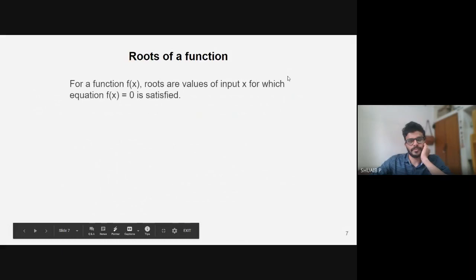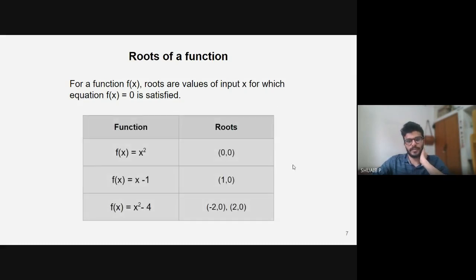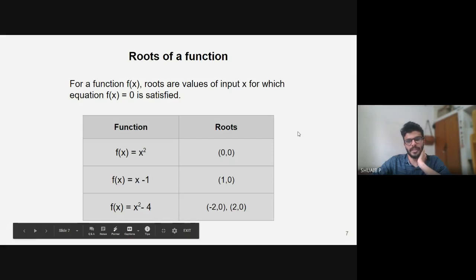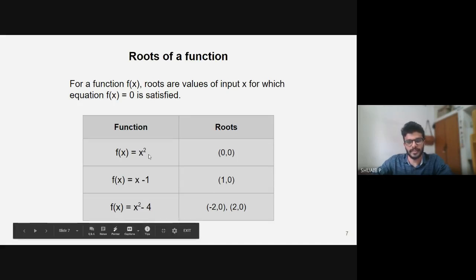So coming back, when we think of the roots of a function, they are the points at which the function is equal to 0, like f of x is equal to 0. So for different functions, we can think of the roots, like for x square it will be 0, for x minus 1 you can see that it's 1, and for x square minus 4 you can see that we changed this function to make this function, and we got two roots now.